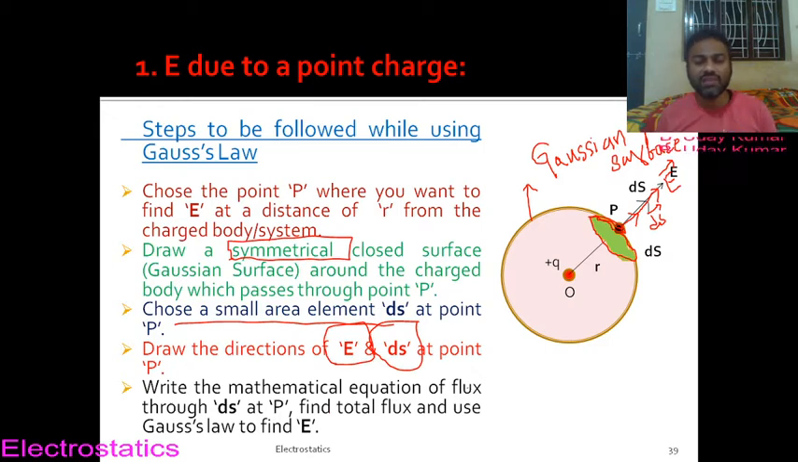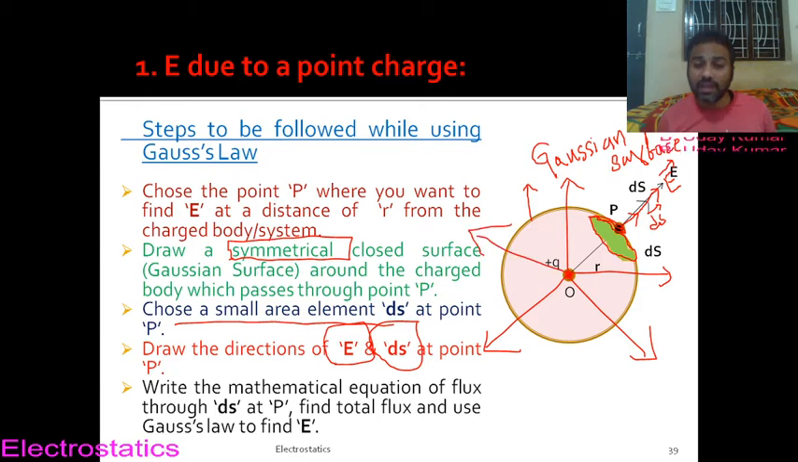The next one: write the mathematical equation of flux through ds at point P. You know the equation for flux, right, which is E dot A, or in this case the flux through ds we write as E dot ds. So you know this equation, right? We already have studied it. Remember this is plus q. Since this is plus q, electric lines of forces will be coming out in all the directions like this. In all the directions the flux will be coming out.